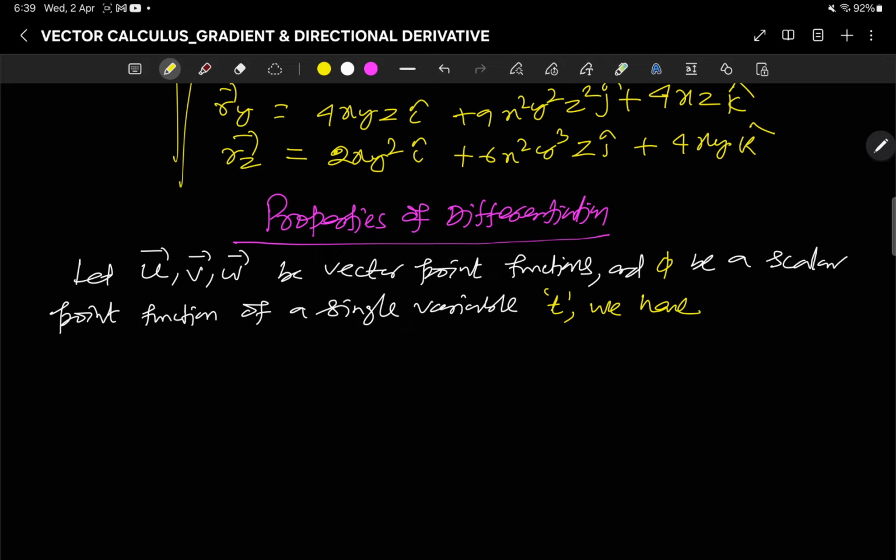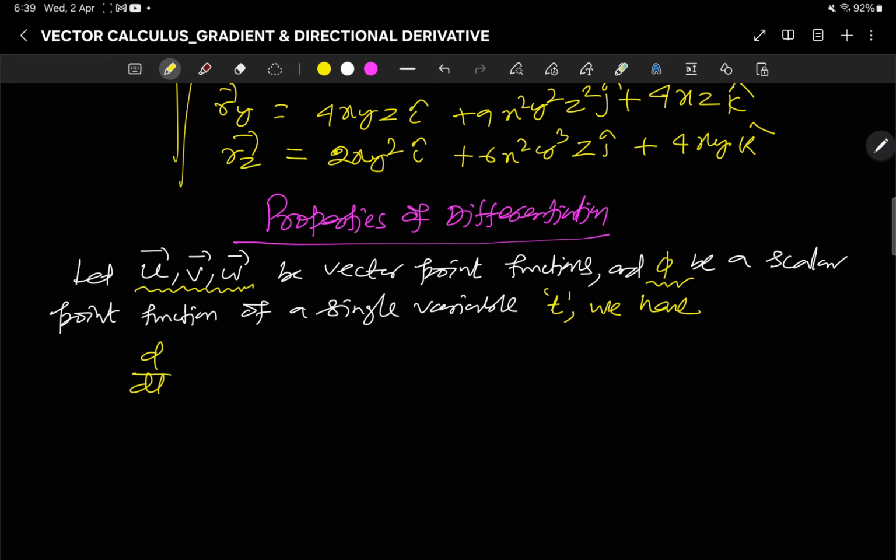Now coming to the properties of the differentiation, here I have considered 3 vector point functions and 1 scalar point function. If I take the scalar point function only, then the properties will be the same as what we read in plus 2 or 12th standards, okay. Now while we are considering the vector, the order matters, right? That's why there will be a little change. So we have the properties.